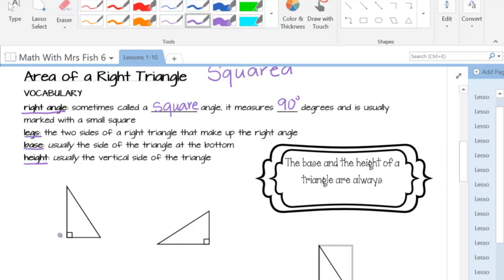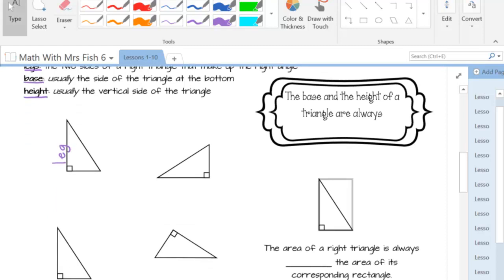The next vocabulary word is legs. The two sides of a right triangle that make up the right angle. So we'll go over to this triangle and we'll label that that is a leg and that is a leg. This other side is a big fancy word called a hypotenuse. That's not something that we're going to cover, but I'll go ahead and mention that.